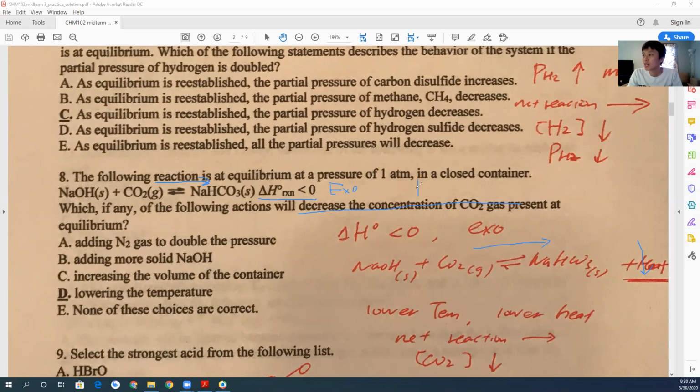So if the reaction has a delta H greater than 0, that means it's an endothermic reaction. I'll erase this. That's an endothermic reaction, so you want to put heat on the left-hand side, because heat is required for the reaction to proceed. So if you want more CO2 to be consumed, you're going to increase the temperature, so increase the amount of heat. That will cause the reaction to shift to the right, so more CO2 will be consumed.